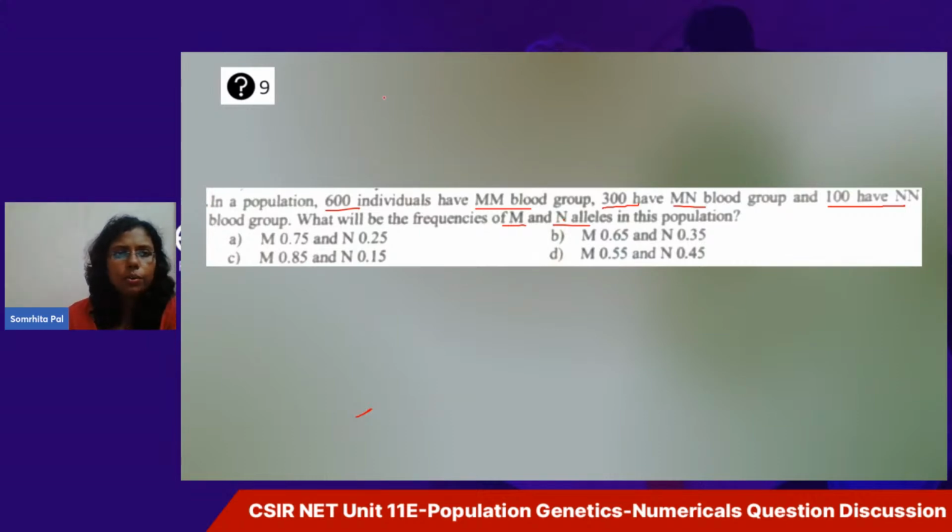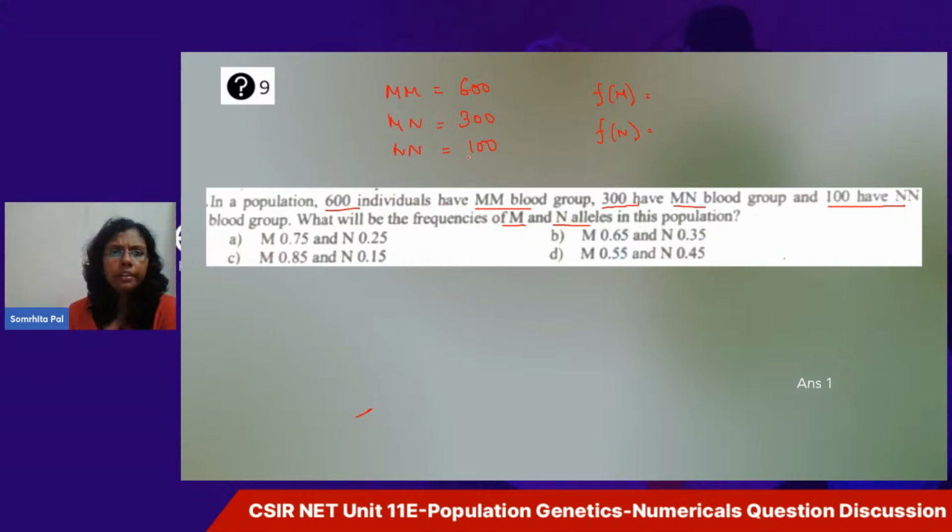So they have given you the number 300 for MN and NN they have given you as 100. From here they are asking you to find out the frequency of M and find out the frequency of N. Ashwarya is the first one to give me the correct answer. Very good, Ashwarya. Option 1 is the right answer.